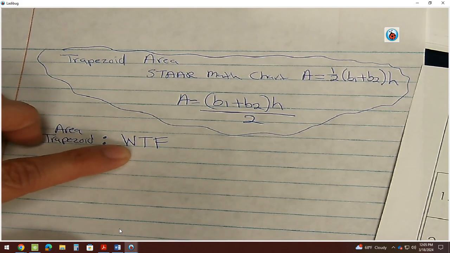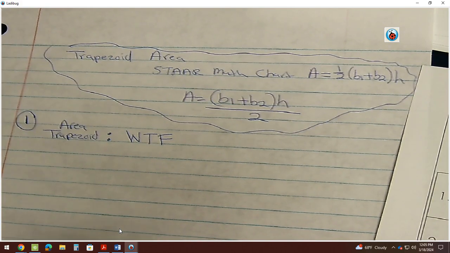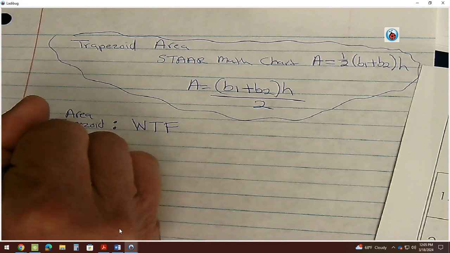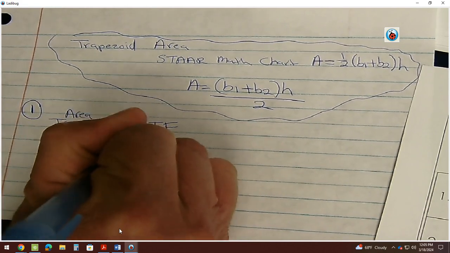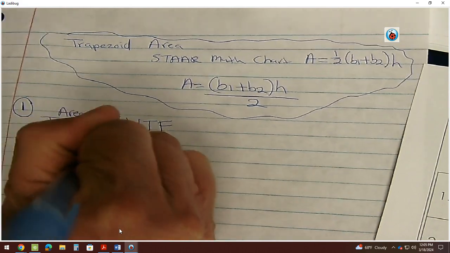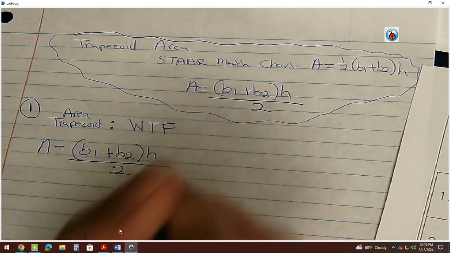When we're dealing with area and volume. Write the formula, area and volume. Questions? So what's the formula? Well, we just talked about it. It's going to be A equals base 1 plus base 2 inside parentheses times the height divided by 2.